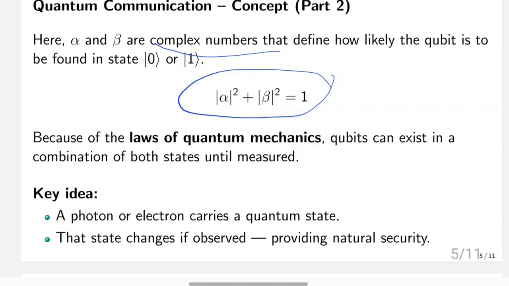Because of quantum mechanics, the qubit keeps both possibilities until it's measured. Once you measure it, it collapses to either 0 or 1, which is the classical state. The key idea here is that a photon or electron can carry a secret quantum state. If anyone tries to look or hack the system, the state changes instantly because measurement collapses the superposition. So there is no chance for hacking. That was the key idea here.